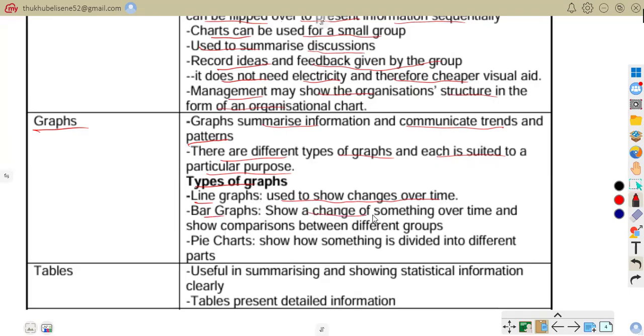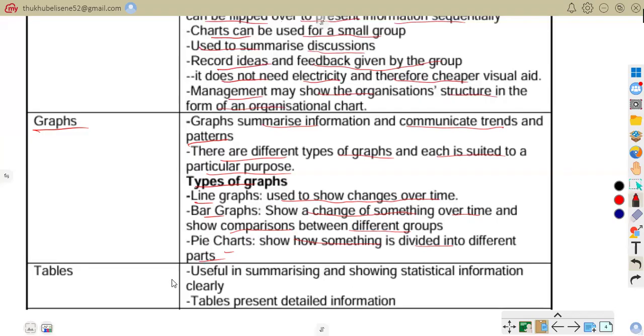Bar graphs show change of something over time and show comparisons between different groups, for example when you compare sales of three products. Pie charts show how something is divided into different parts. You're talking about pie charts, for example the percentage of the budget spent on each department.